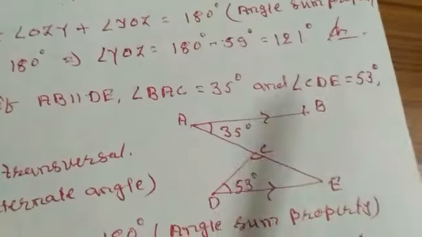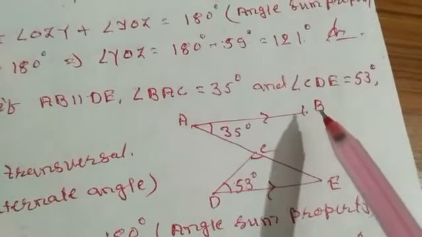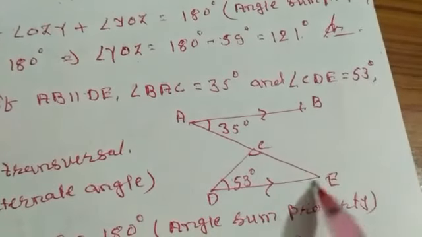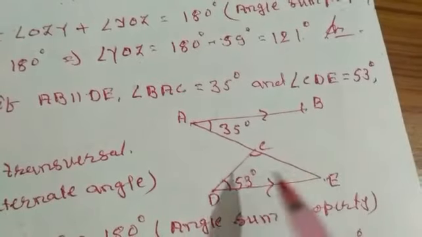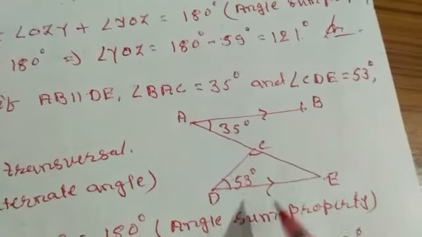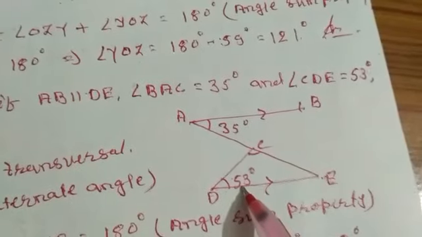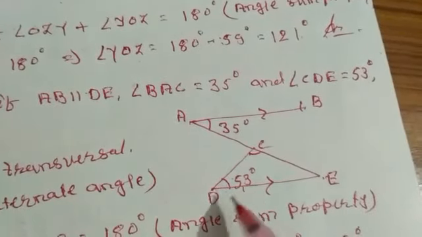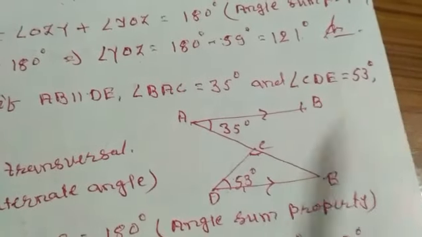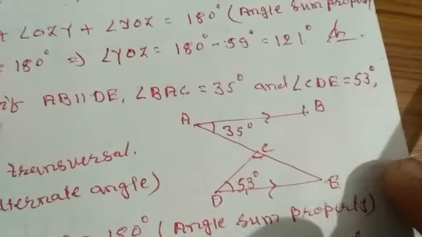Let's first we understand the statement of the question by the figure. This is a figure in which AB is given parallel to DE and angle BAE is of 35 degree and we have angle CDE is of 53 degree. Now we have to find angle DCE. Now let's see how this can be solved.